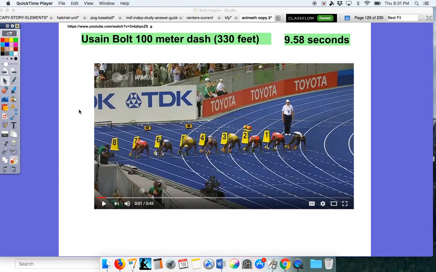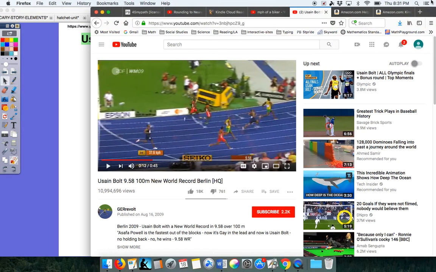Usain Bolt. He's the fastest runner in the world, or was for many years. Let's take a look at Usain Bolt running in a race.